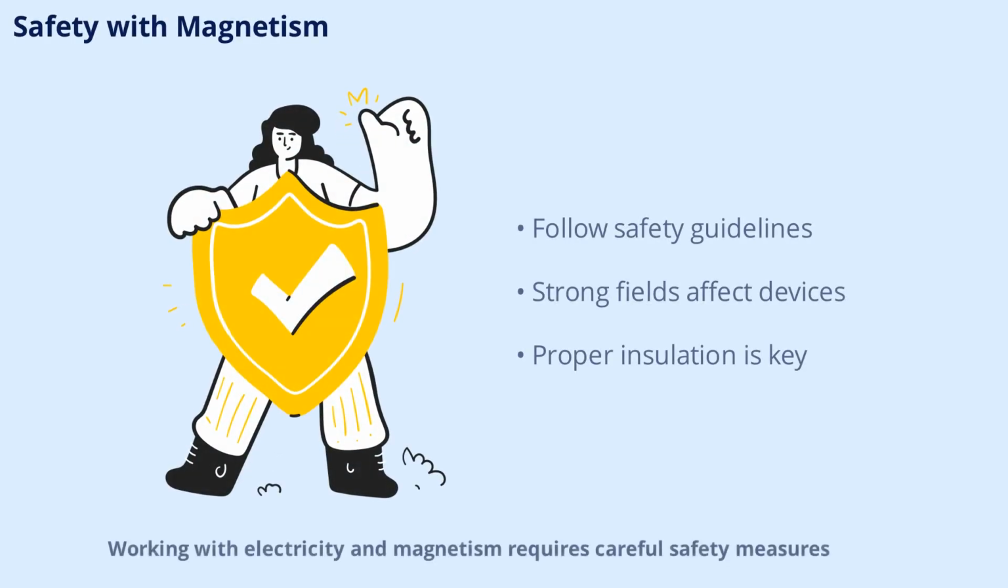Working with electricity and magnetism requires careful safety measures. Strong magnetic fields can affect electronic devices and even medical implants. It's important to follow guidelines when handling electrical equipment, especially in labs or industrial settings. Proper insulation, grounding, and awareness of magnetic fields help prevent accidents and ensure safe operation.